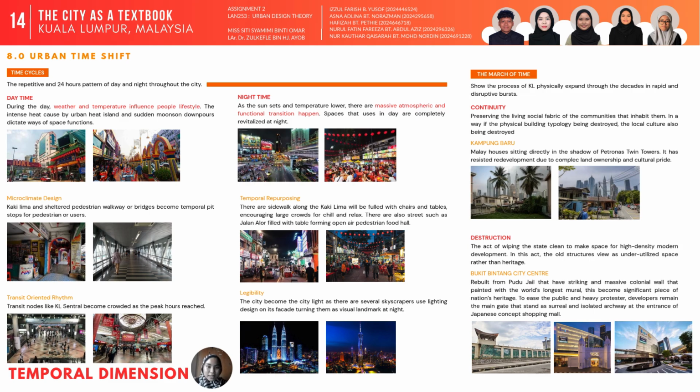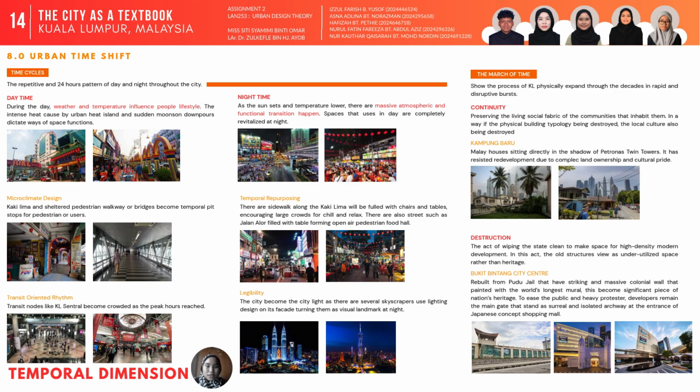So at night time, as the sun sets and temperature starts to drop, there are massive atmospheric and functional transitions happening throughout the city, in which areas that are used in the day are completely revitalized at night. So next is the march of time, which talks about the process of KL expanding physically through the decades in rapid and disruptive bursts.